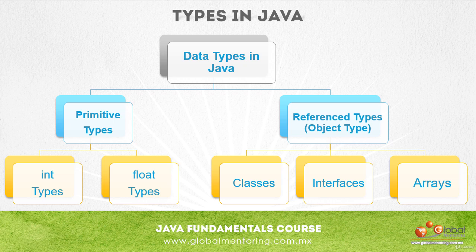On the other side, we have the object types, which can be classes, interfaces, or arrays in Java. We will study these types in the topic of classes and objects in Java. So for now, we will focus on primitive types and how to declare them and use this type of data in Java.